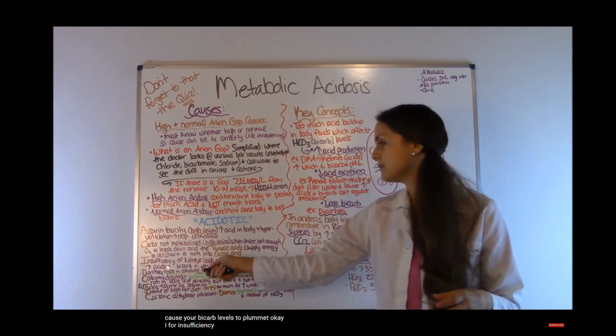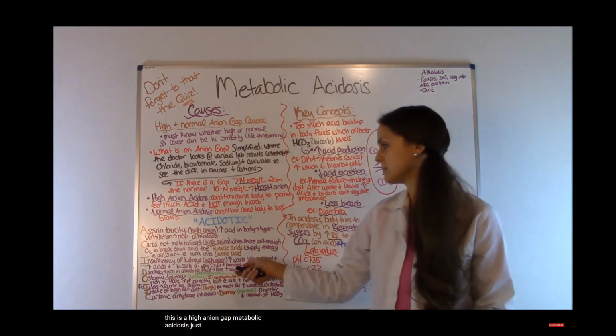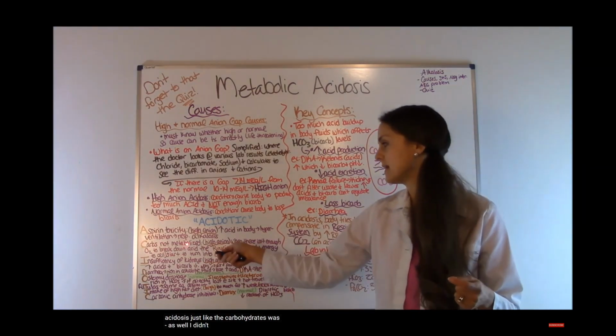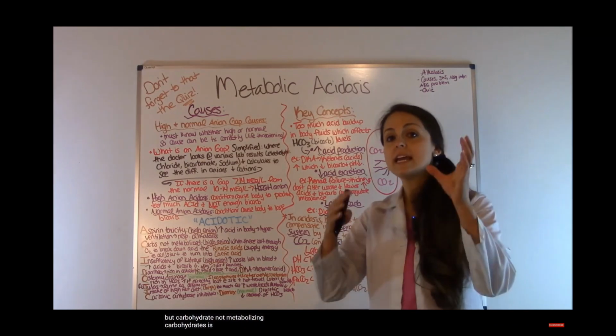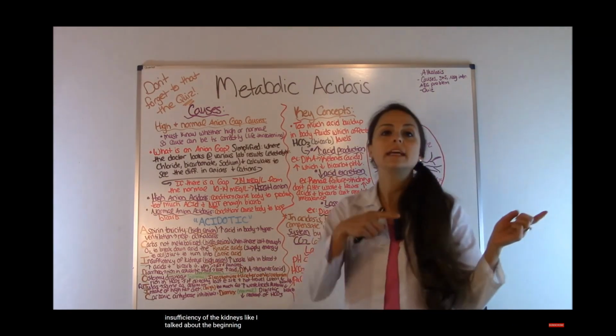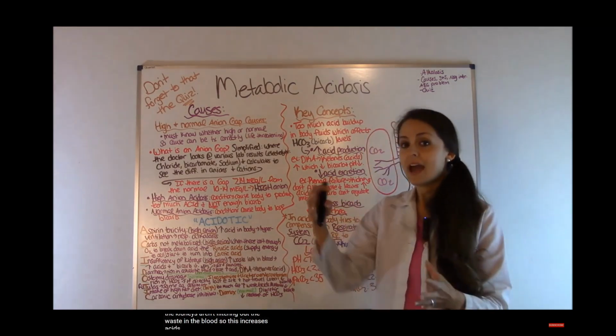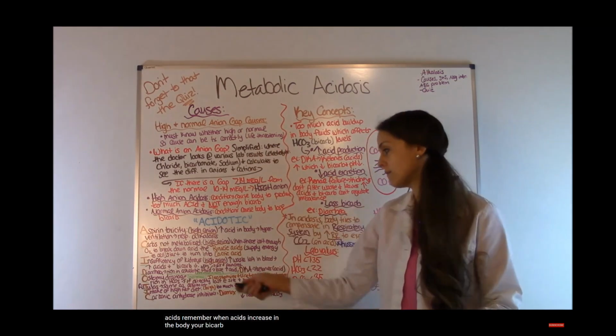Okay, I for insufficiency of the kidneys. And this is a high anion gap metabolic acidosis, just like the carbohydrates was as well. I didn't say that in the other one, but not metabolizing carbohydrates is high anion gap metabolic acidosis. But with insufficiency of the kidneys, like I talked about at the beginning of the video, the kidneys aren't filtering out the waste in the blood. So this increases acids. Remember, when acids increase in the body, your bicarb falls.